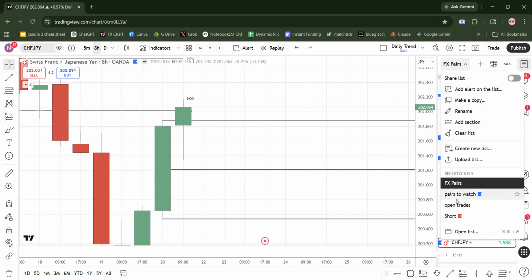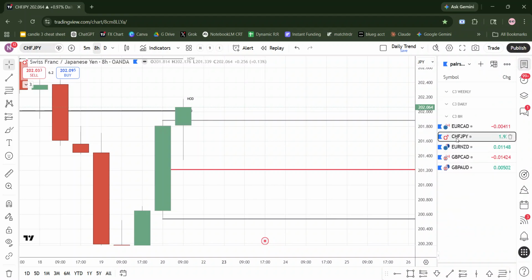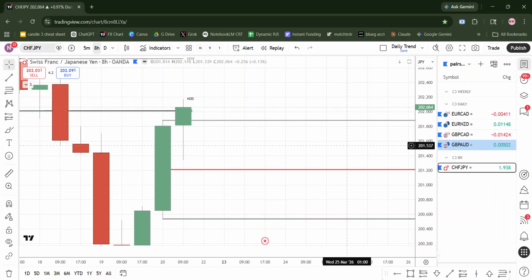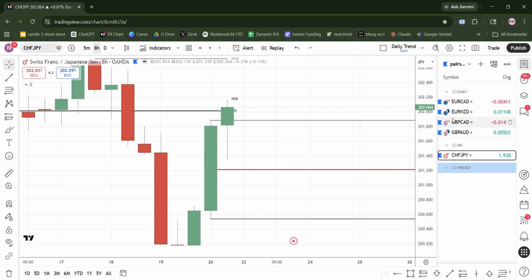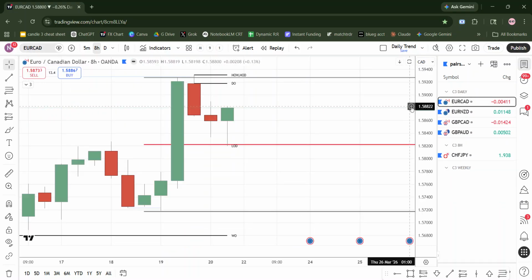So let's go to our pairs to watch. Swiss yen was a daily. As a matter of fact, all of these are daily. No, I'm sorry, Swiss yen was 8-hour. The rest of these were dailies. So we'll put that there, that there, that there, and that there. And that's how I watch it. I don't really do the weekly anymore because weeklies are a little slow to play out.